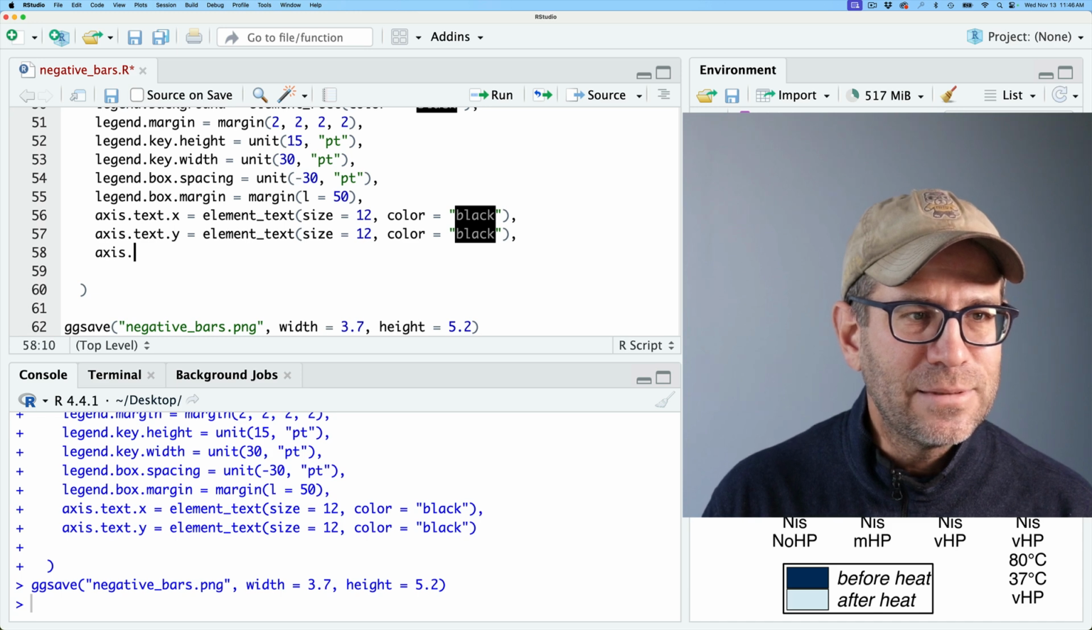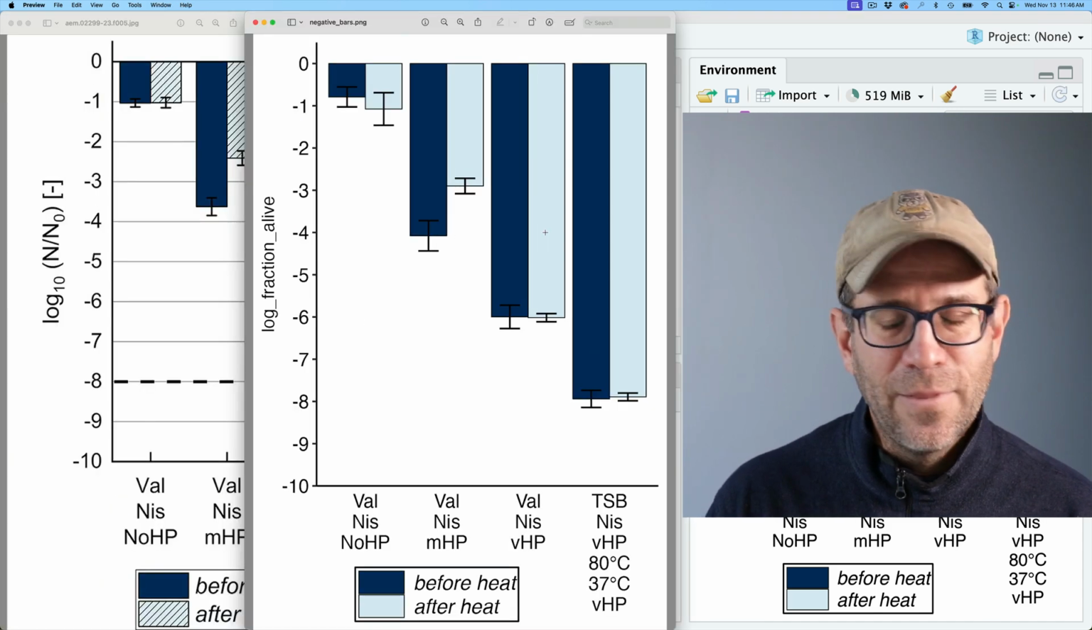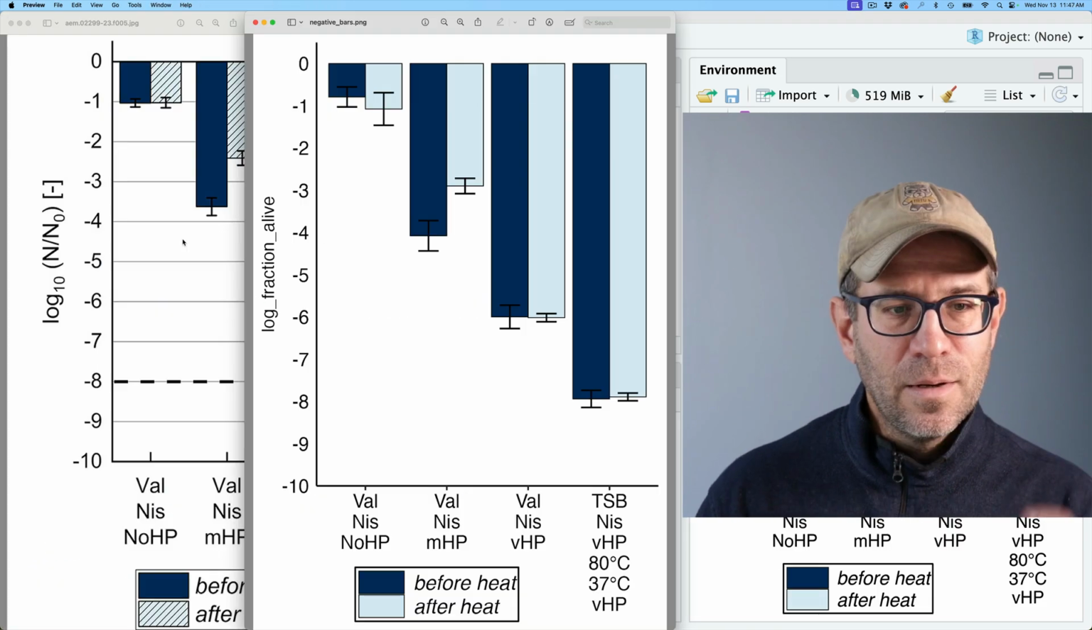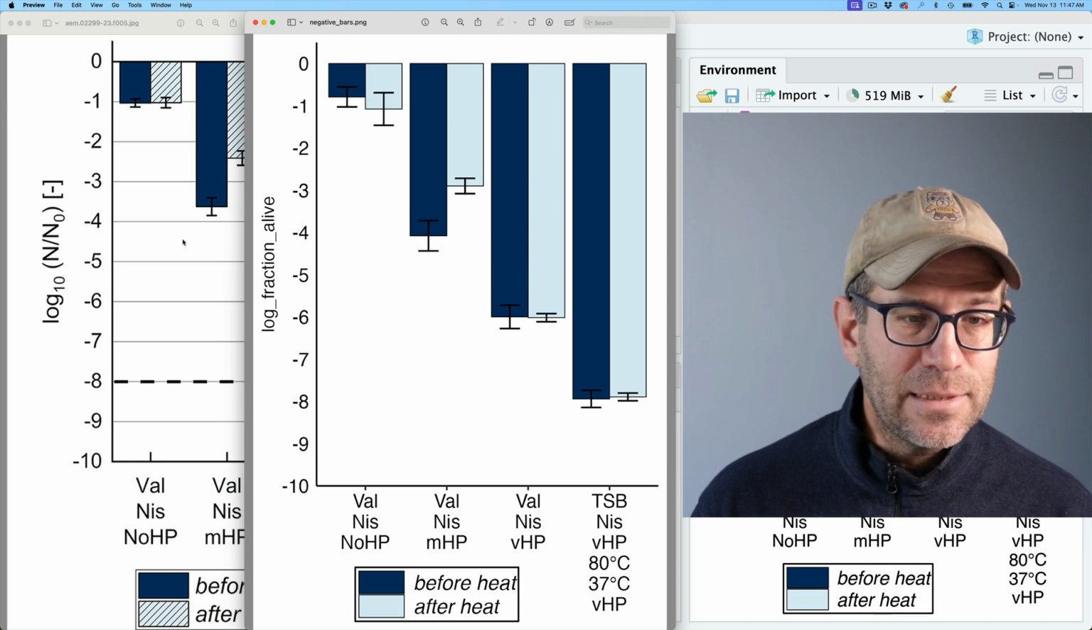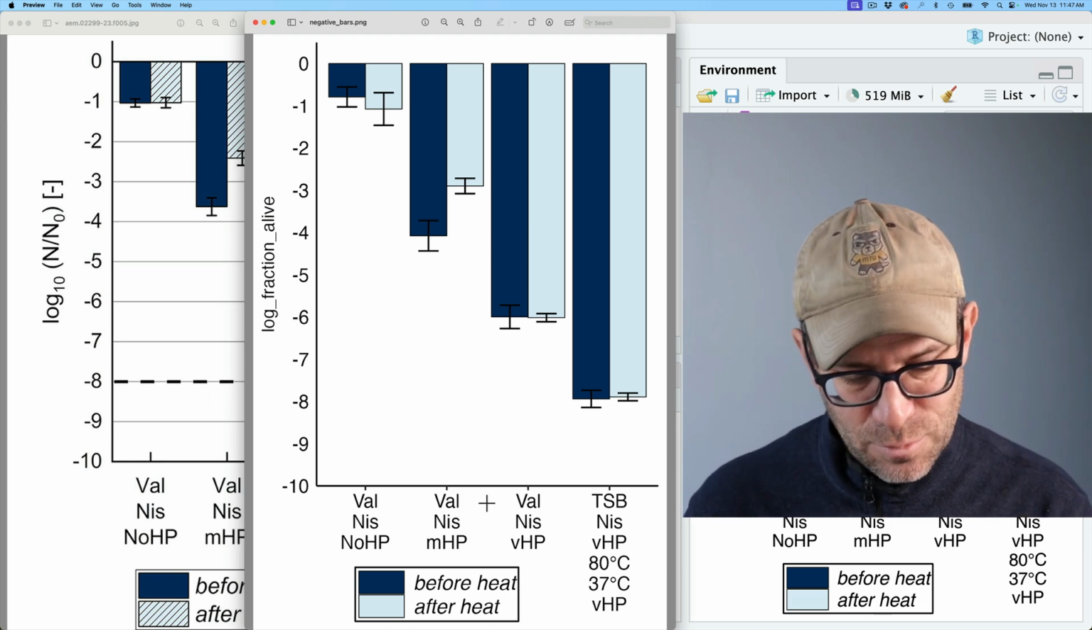So we'll go ahead and do axis.ticks.x element blank. And that got rid of my x-axis. I wanted to get rid of the y-axis. I get tired. Now we've lost the y-axis ticks. Looking good. Now let's get those x-axis ticks going into the plot.